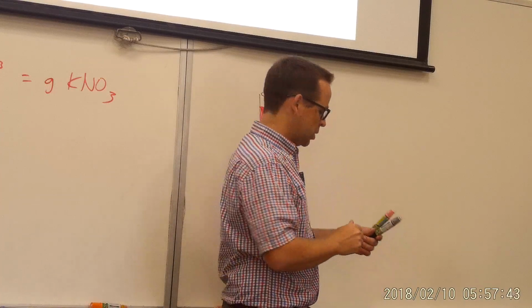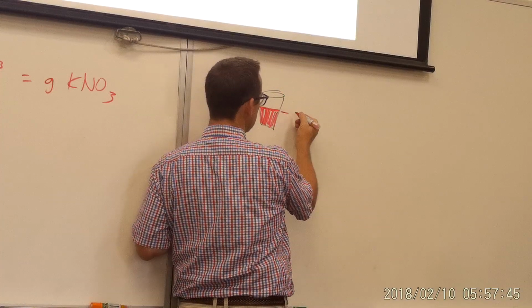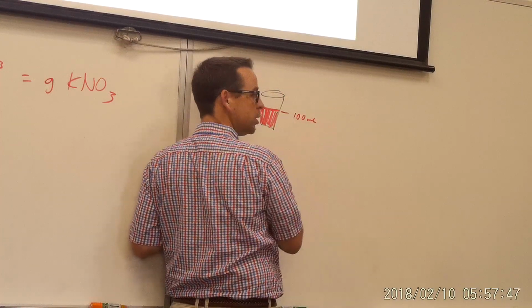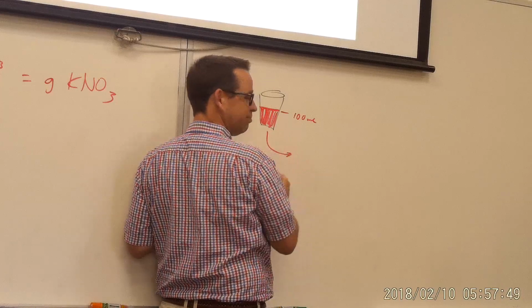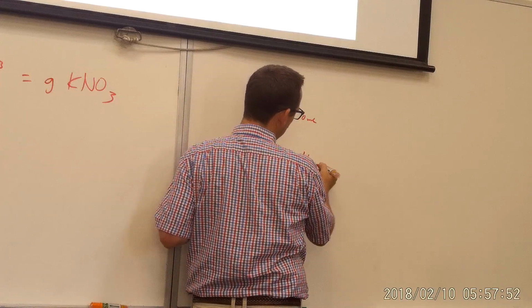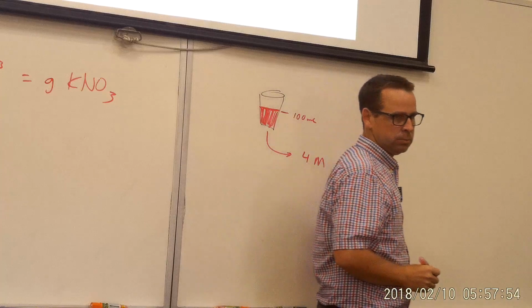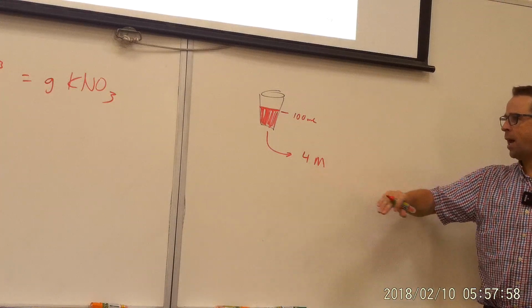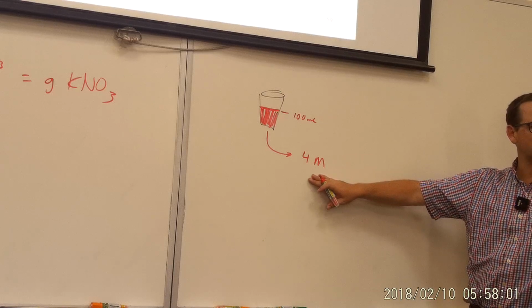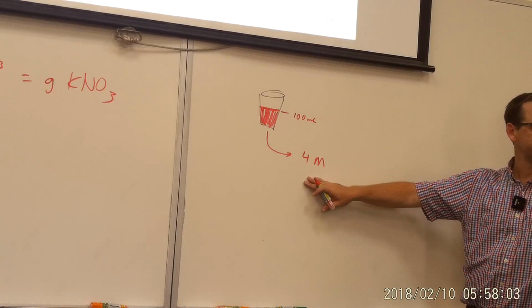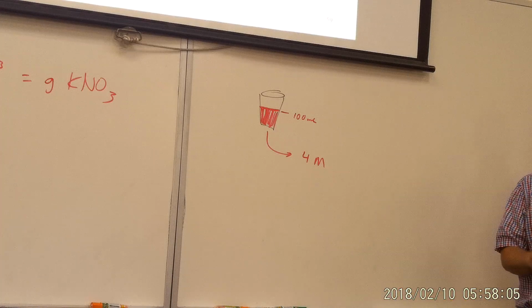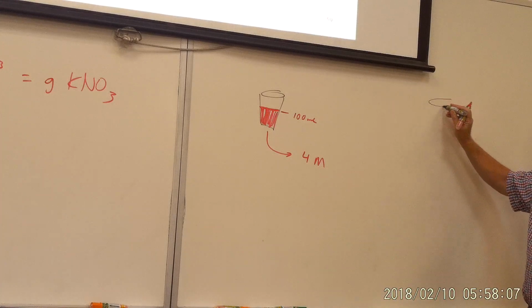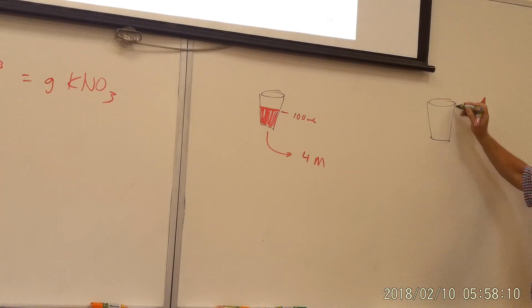Right? So let's give some values here. Let's say that this was 100 milliliters of solution, and let's say it was 4 molar. All right? And what concentration do we want it at? Not 4 molar. What do we want it? 2 molar. We said we want it half as sweet. So we're going to need a bigger cup, right? Why do we need a bigger cup? Yeah, we're going to be adding water to it, right?